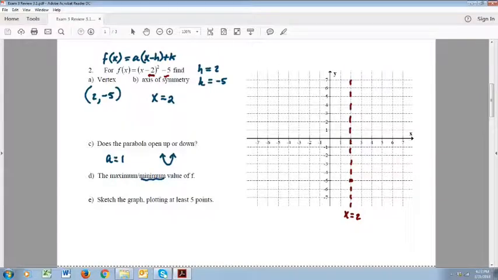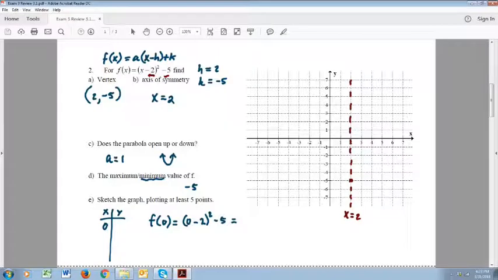We're certainly going to have a minimum here, and it's going to be the y value of the vertex, which is negative 5. And we need to find a few points here. So let's go ahead and find the y-intercept. So we'll let x be 0.